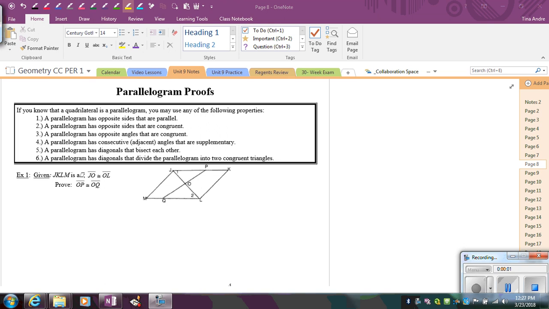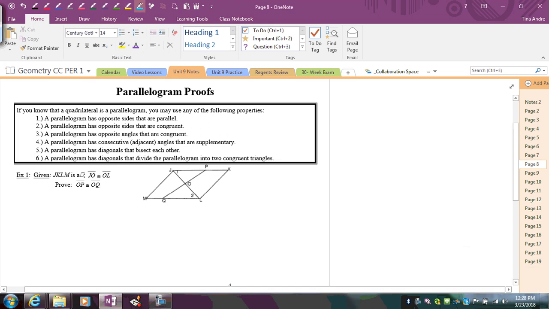In this lesson, we're going to work on proofs that use parallelograms. First of all, you have to remember the parallelogram properties, because if you're given a parallelogram, there are lots of different things that you can conclude. Most common for a parallelogram is that the opposite sides are parallel. Also, a common property is that opposite sides are congruent. Those are probably your most common properties that you're going to use for parallelograms.